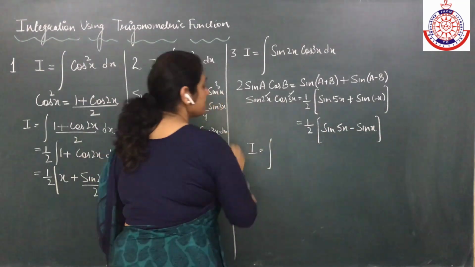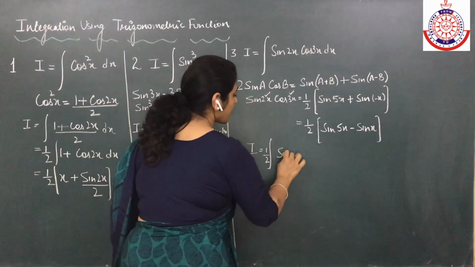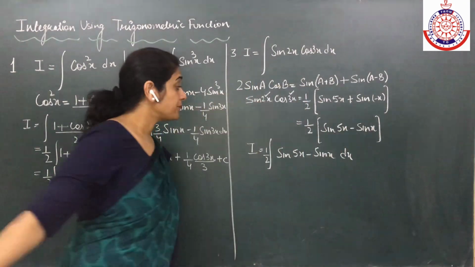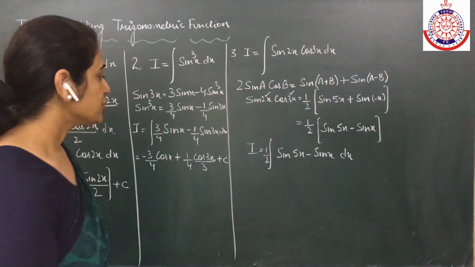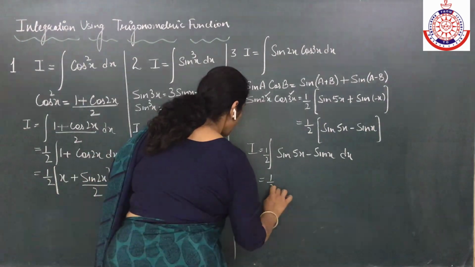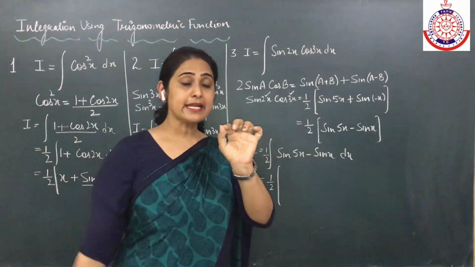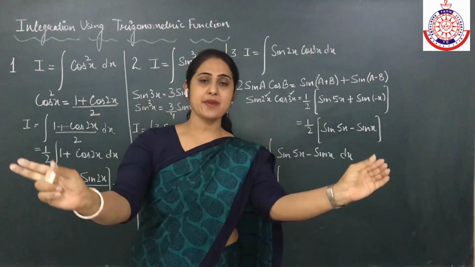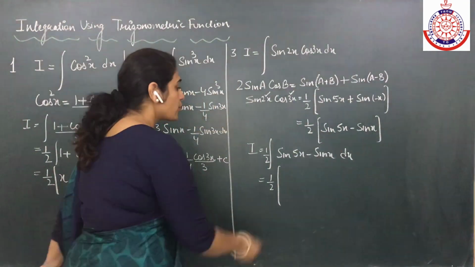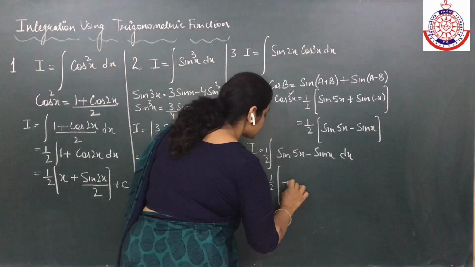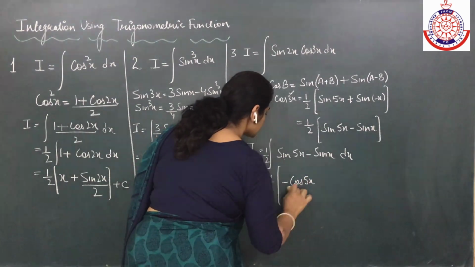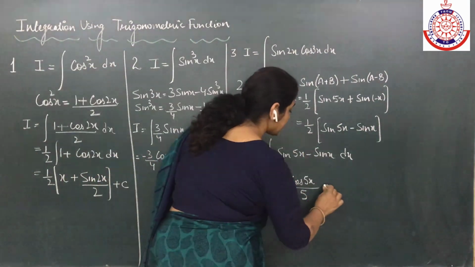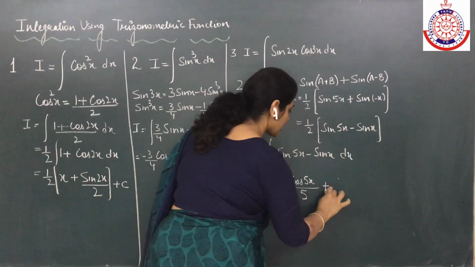Let's substitute the value. That is 1 by 2 will come out, integral of (sine 5x minus sine x) dx. Now I know the integration, it's very easy. From multiplication, my target is to convert into addition or subtraction so that every trigonometric ratio is separate and I can integrate that. What is the integration of sine 5x? It will be minus cos 5x upon 5. And what will be the integration of minus sine x? Sine is minus cos, so it will become plus cos.